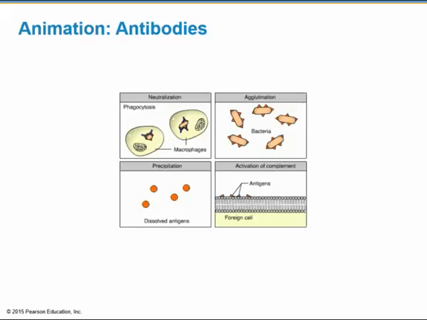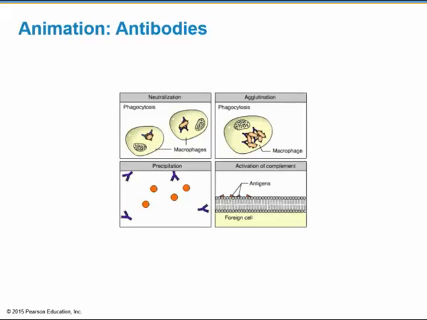Antibody molecules have at least 2 binding sites, allowing them to form a clump of microbes by binding to 2 antigens on 2 different cells. This process, called agglutination, traps microbes and makes it easy for macrophages to capture them and dispose of them by phagocytosis. Precipitation is similar to agglutination, except this process clumps together free antigen molecules dissolved in body fluids. This inactivates them and attracts macrophages, which destroy them by phagocytosis.